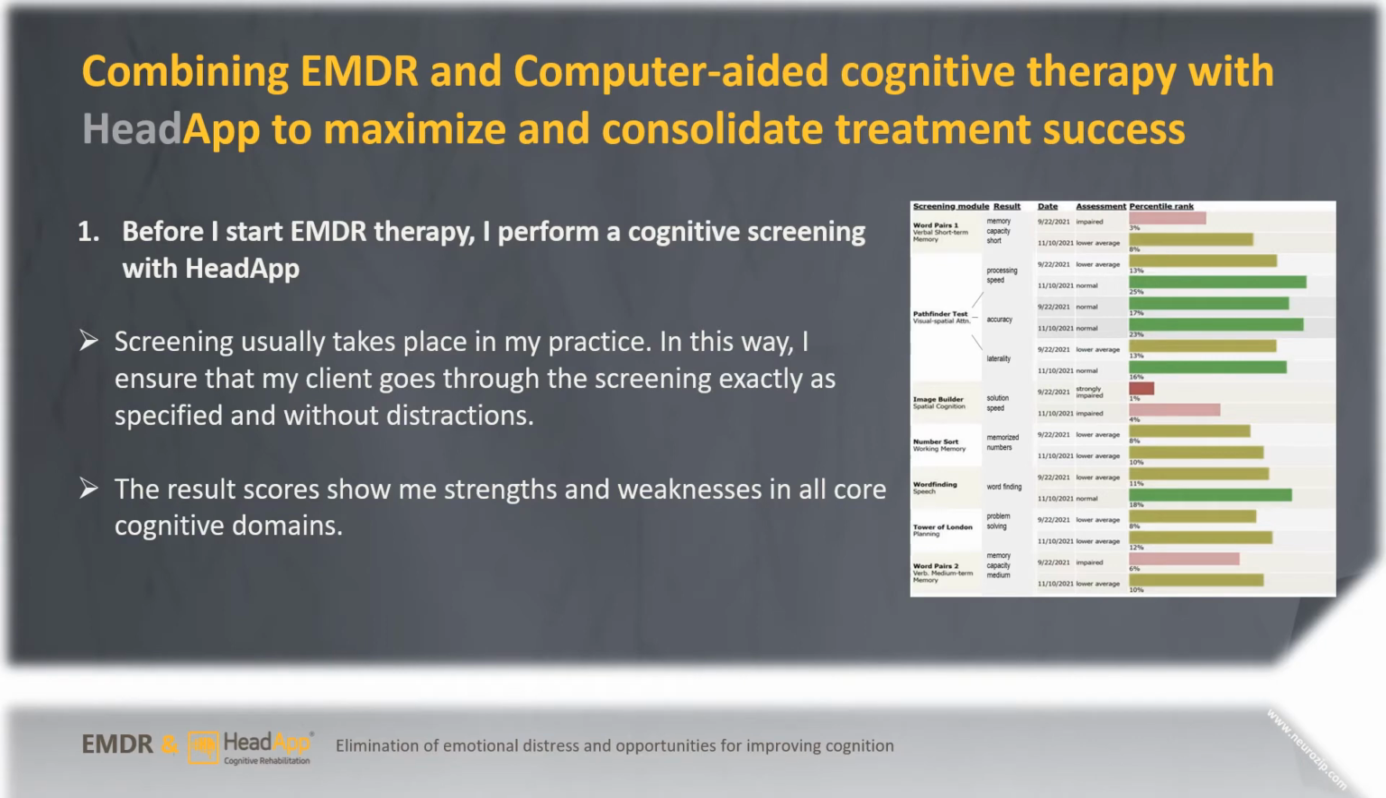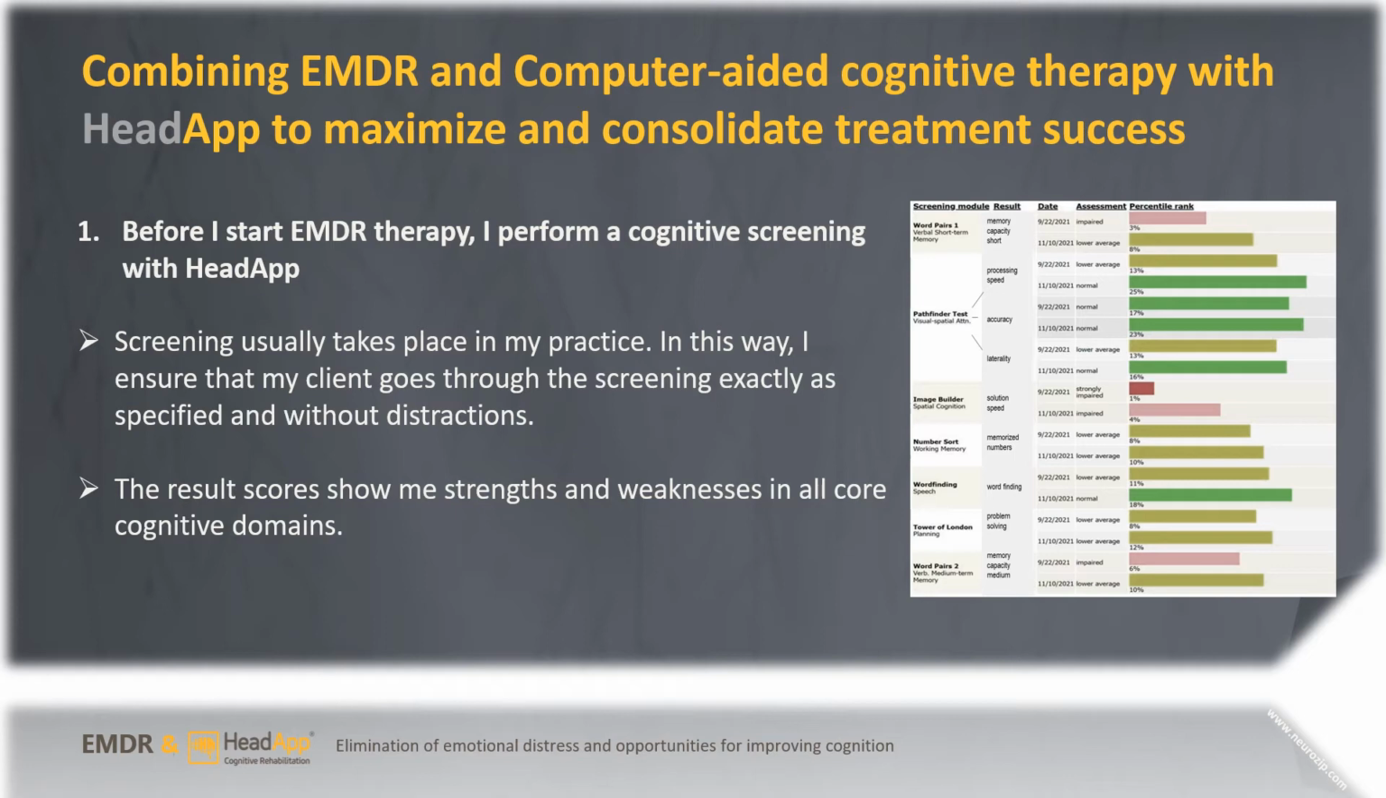Now we will discuss combining EMDR and computer-aided cognitive therapy, which in our case is HeadApp, to maximize and consolidate treatment success. So practically speaking, what I do before I start EMDR therapy and after I've gotten some kind of history as the first step, I perform a cognitive screening with HeadApp. In that way, it's sort of like a physician taking lab tests besides his clinical observation so that he has a view of the entire field and knows where he's going to go. After I have done the screening, I will begin the treatment with EMDR therapy. At some point, I will know what I want to do with the therapeutic programs from HeadApp.